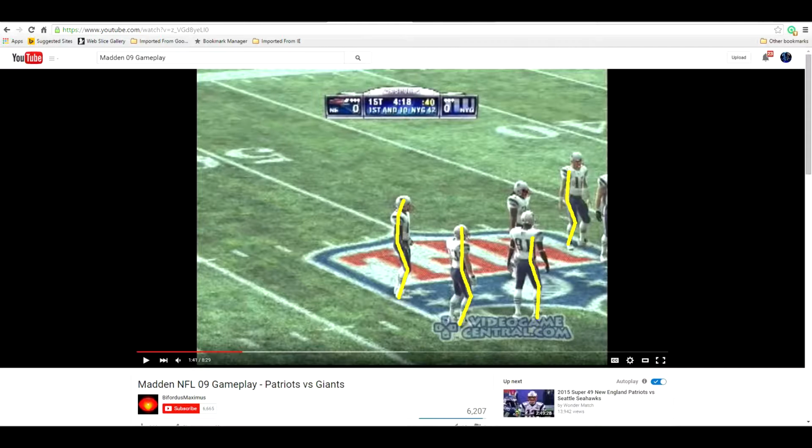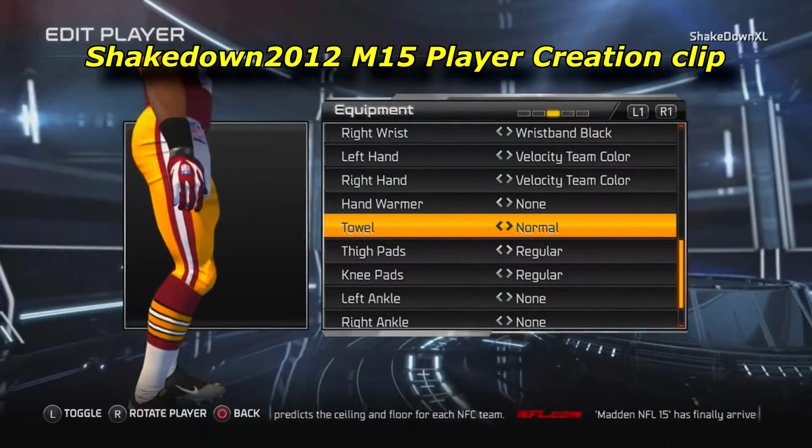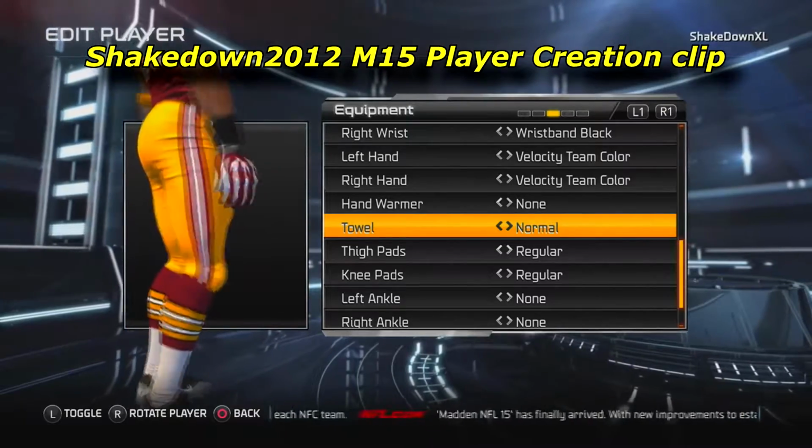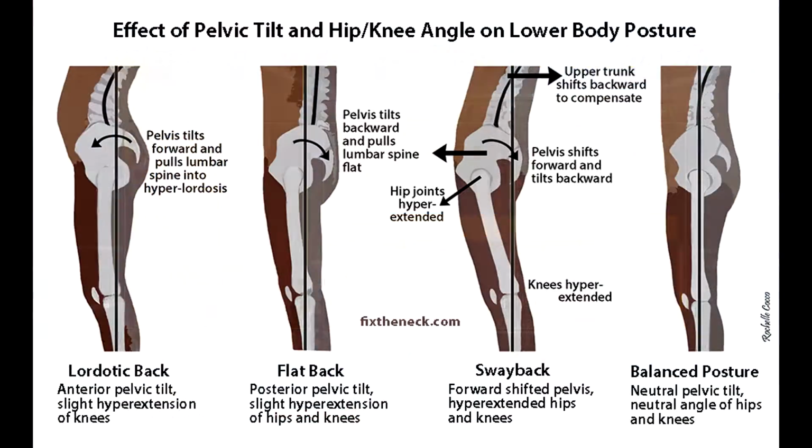I'm not the only one that noticed this nonsense. Will Madden ever make players that just stand straight up? Why do they always have that bended knee look? That was Shakedown 2012 when he was creating a player for Madden 15.